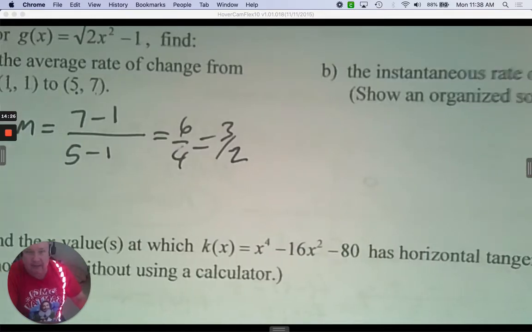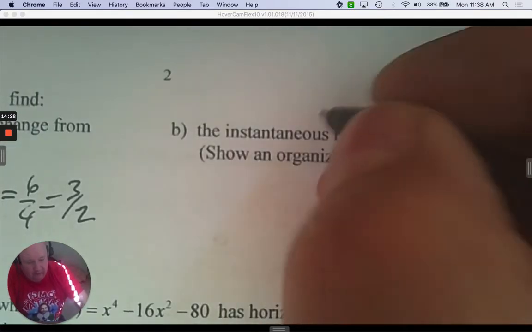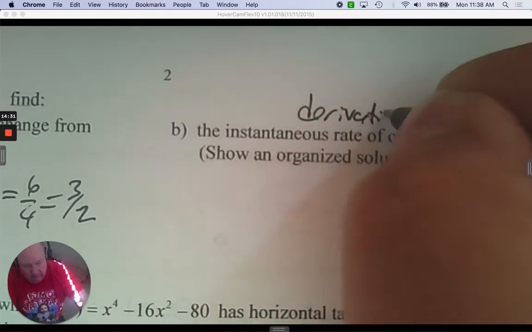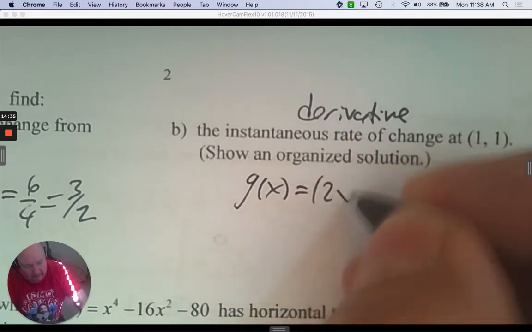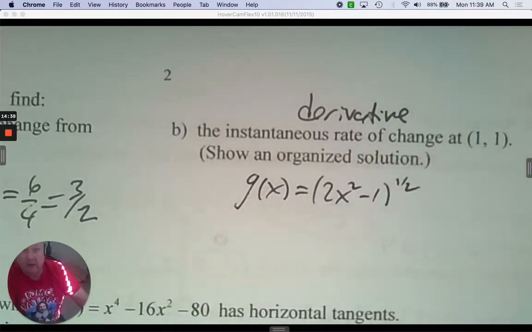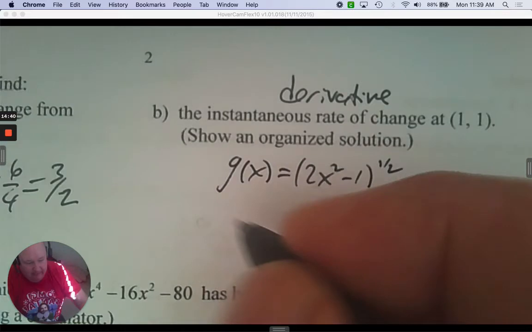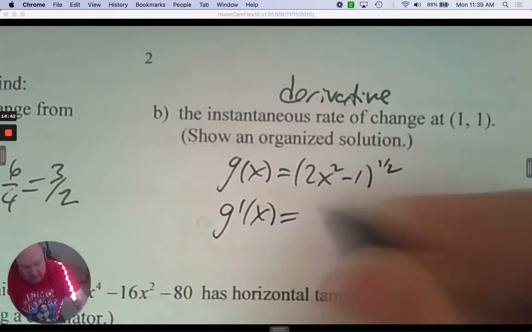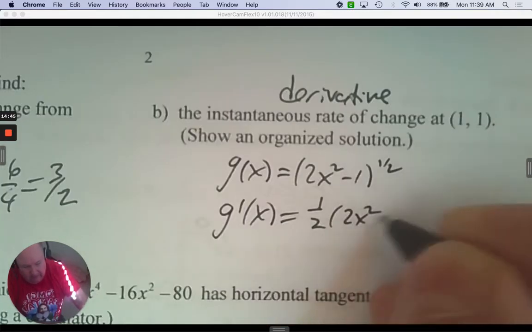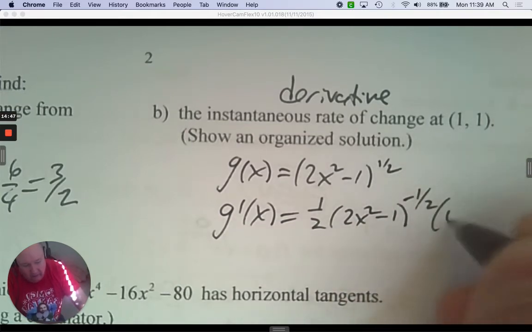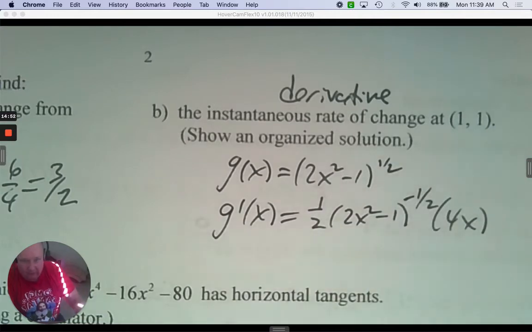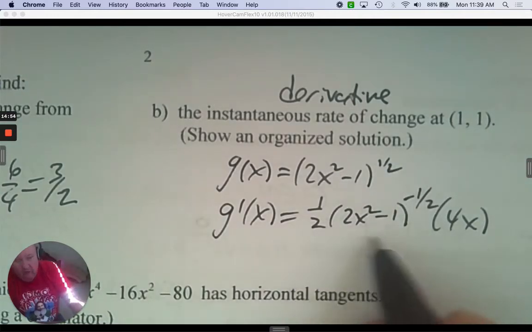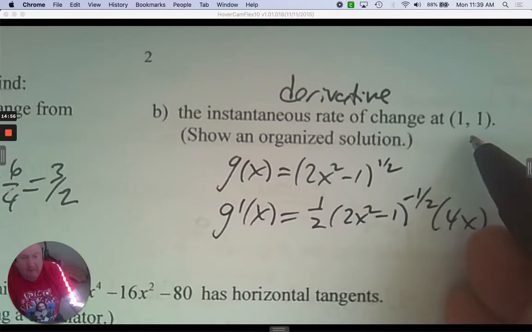For part B, the phrase instantaneous rate of change is another word for derivative. So I'm going to take the derivative of g at x. I'm first going to write it calculus friendly, so I'm going to write it to the exponent 1/2. Then I'm going to take the derivative for the instantaneous rate of change. Make sure there's a hook on of 4x at the end. So this is the power rule, and subtract 1 from the exponent. And there's a hook on of 4x. And for the derivative at (1, 1), I only need the x coordinate.